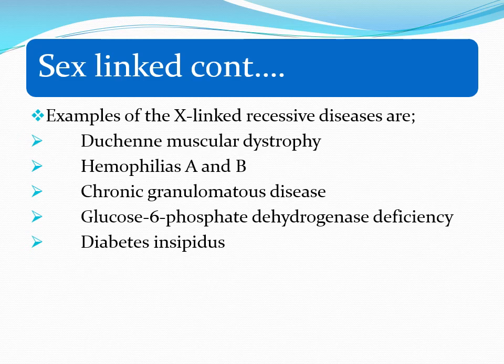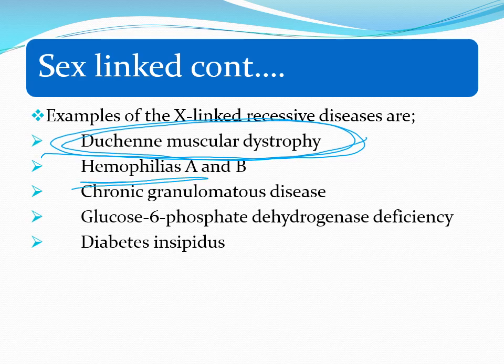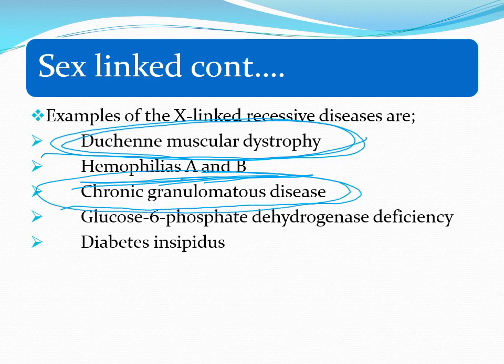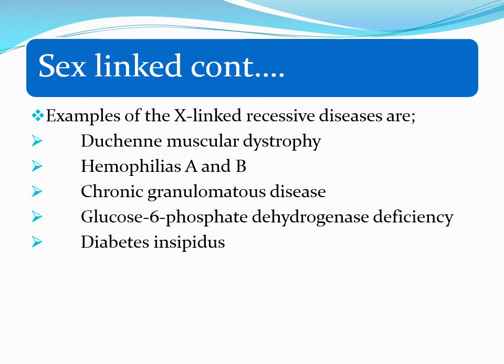Okay, examples of this are Duchenne muscular atrophy. Of course, you have muscle atrophy. We have hemophilia type 1 and type 2. Of course, this is a bleeding disorder. We have chronic granulomatous disease. Remember, chronic means inflammatory, when you say granulomatous. So we have glucose-6-phosphate dehydrogenase deficiency. This is an enzyme which is responsible for metabolism of carbohydrate. So you have deficiency in this enzyme.